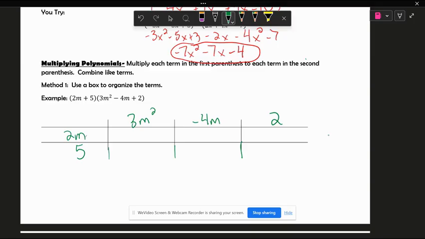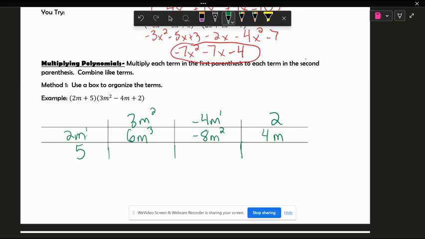So 2m times 3m squared, well 2 times 3 is 6, and we add our exponents, so m to the first times m squared is m to the third. Now we go over to the next box. 2m to the first times negative 4m to the first. 2 times negative 4 is negative 8. m times m, we add the exponents, we get m squared. And lastly, 2m to the first times 2, well, there's no variable, so we're just going to have an m to the first, or just m. And 2 times 2, of course, is 4.